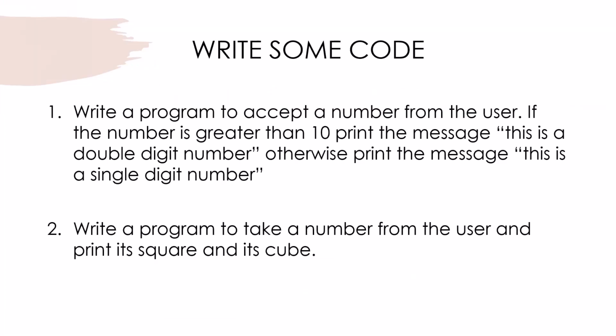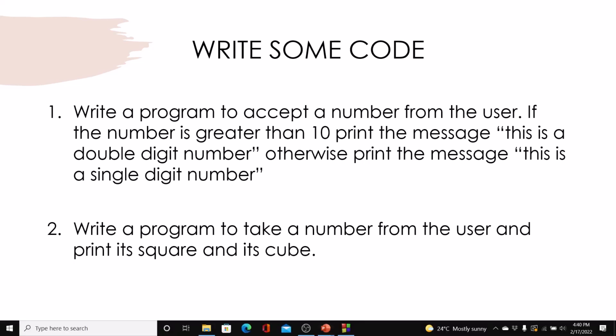Moving on, write a program to take a number from the user and print its square and cube. Now you may have noticed in the last session when we discussed arithmetic symbols that there's no exponentiation symbol, and there isn't in C. But what we use is a function called POW, P-O-W, which comes from the header file math.h. So keeping that in mind, let's write the code.